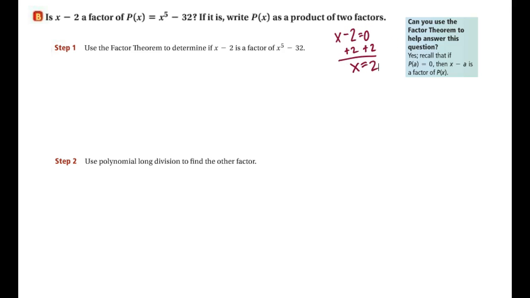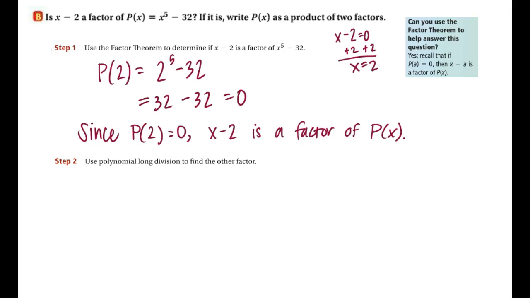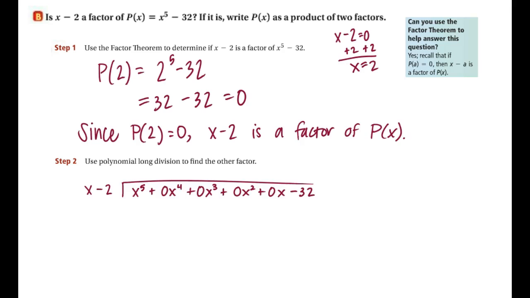So what we want to do now is plug in positive 2 in for the given polynomial x to the fifth minus 32. If we get a result of 0, then that means x minus 2 is a factor. When plugging in 2, I get a result of 0. So since p of 2 is equal to 0, x minus 2 is a factor of the given polynomial. Since x minus 2 is a factor, that means we can divide by that factor in order to get the other factor of the polynomial.